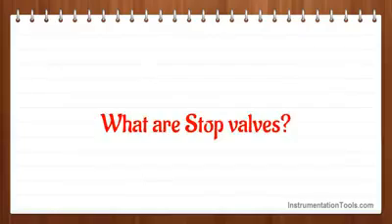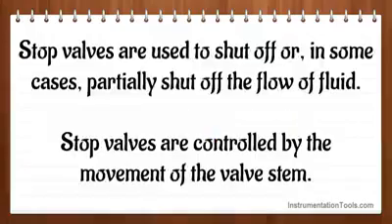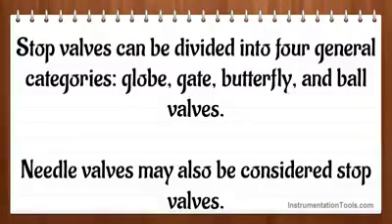What are stop valves? Stop valves are used to shut off or, in some cases, partially shut off the flow of fluid. Stop valves are controlled by the movement of the valve stem. Stop valves can be divided into 4 general categories: globe, gate, butterfly, and ball valves.